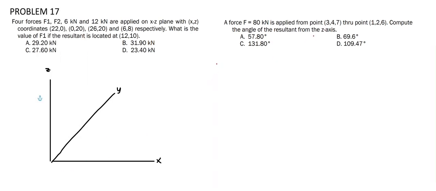So force F is applied from point 3 units in the x direction. So let's say it's right here, and then 4 units in the y direction, and 7 units in the z direction. So let's say it's located here. And it goes through point 1 unit in the x direction, 2 units in the y direction, and 6 units in the z direction. So let's say it's located right here. So connecting the points, we have our force F going in this direction, as shown.